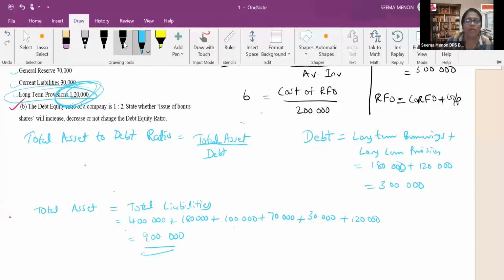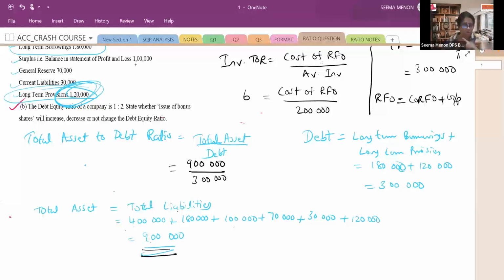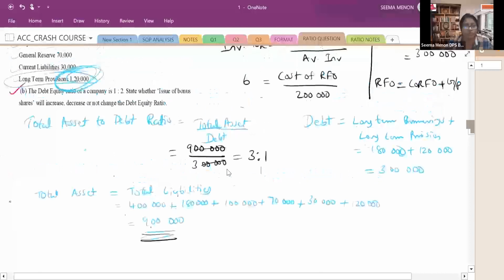Now let's see how it will work. Here total asset is equal to total liability. So total liability I got 9 lakh rupees. So I will write total asset, 9 lakh, upon debt, that is 3 lakh rupees. Total asset to debt ratio is a solvency ratio. Solvency ratios are always to be expressed in pure ratio. So pure ratio means here it will be cancelled. 3 3s are 9. 3:1. You cannot write this in percentage. You cannot write this in times. You will be writing only in pure ratio. Hope this much is clear to you all.